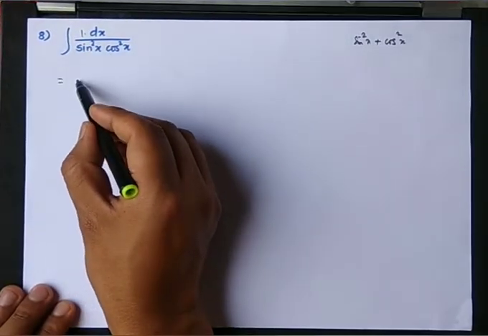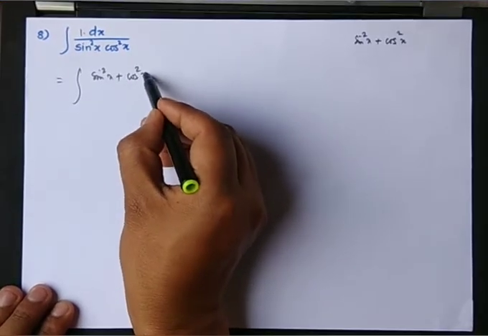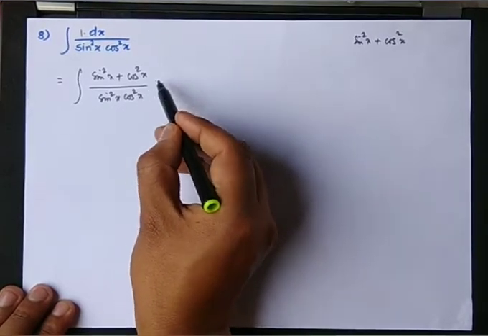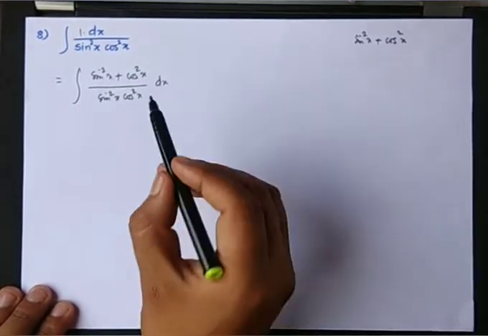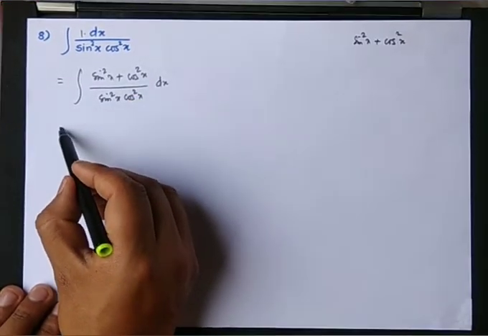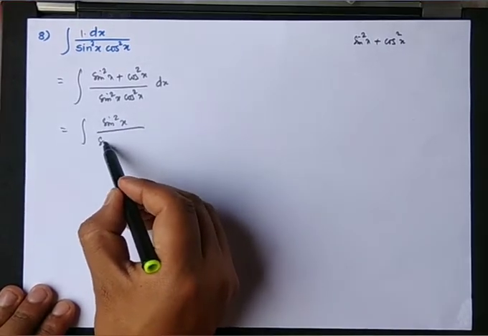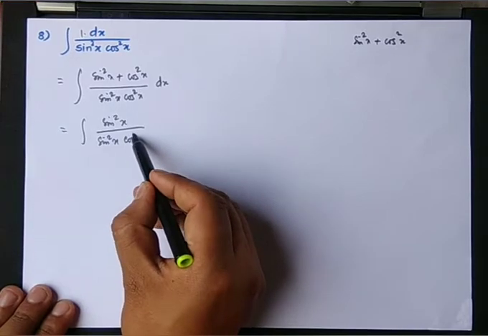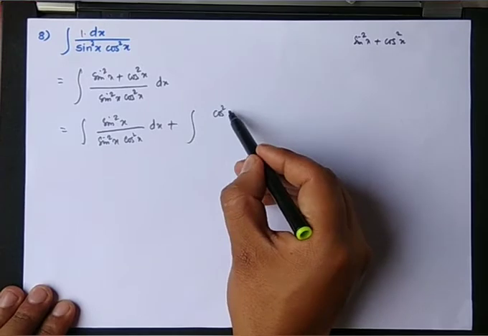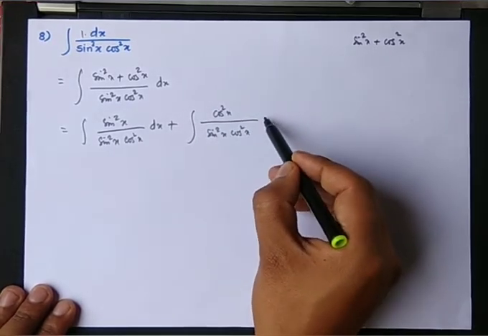Then this can be written as sine square x plus cos square x by sine square x cos square x dx. As usual we have a single term in the denominator, so we can split this. If I split, then I have the integral of sine square x by sine square x cos square x dx plus the integral of cos square x by sine square x cos square x dx.